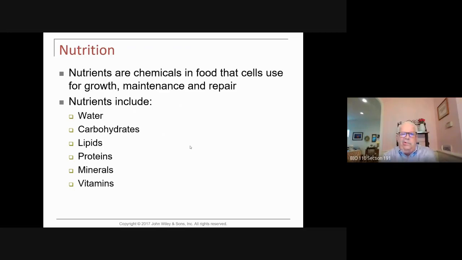But what is nutrition? Well, what are nutrients? Well, the nutrients are chemicals in food that cells use to grow, to maintain, and to repair. All these nutrients include water, carbohydrates, lipids, proteins, minerals, and vitamins. Which do you think is the most abundant out of these six in your body?